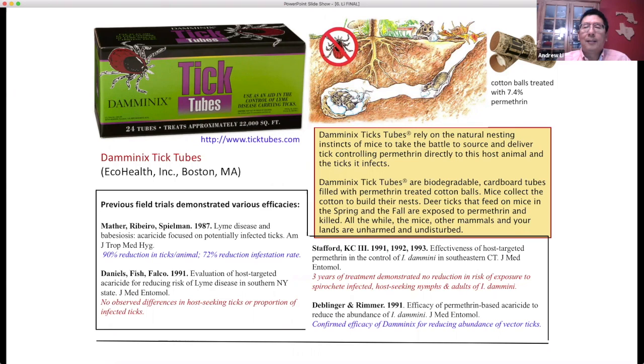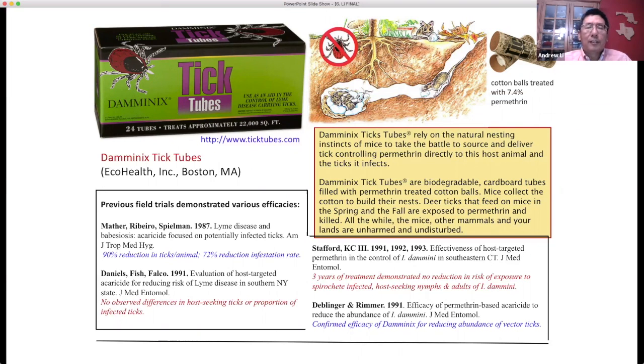Basically, this product relies on the natural nesting behavior of white-footed mice, which take nesting material back to the nest. So when they pick up the treated cotton balls and bring them to the nest, the ticks attached to the mice make contact with the pesticide and get killed.